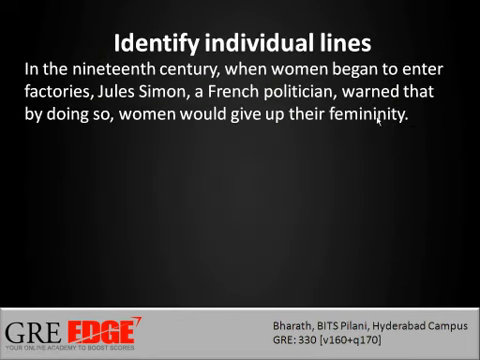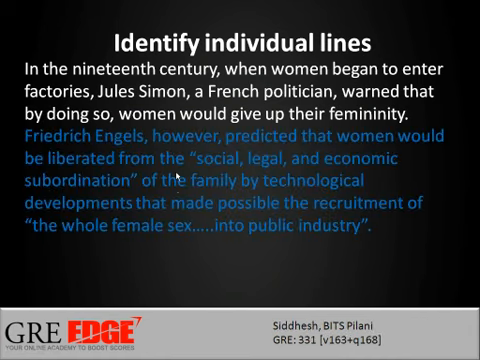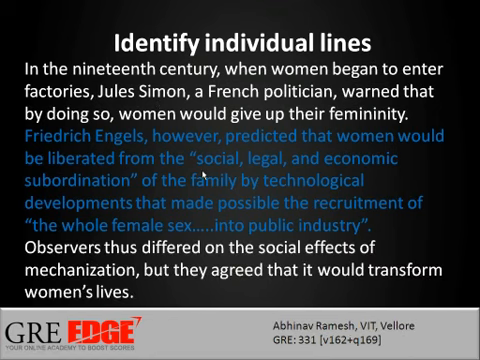Exactly. First, you identify the different sentences, different lines. So here, this is the first line. In the 19th century, when women began to enter factories, Jules Simon, the French politician, warned that by doing so, women would give up their femininity. Okay, this is the first sentence. All right. Now let's see the next one. The next sentence. Now the third sentence.